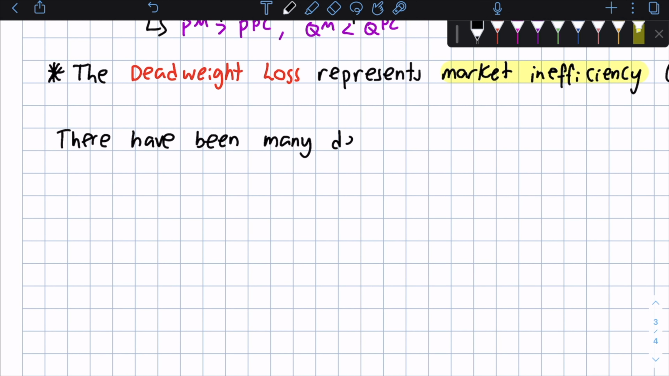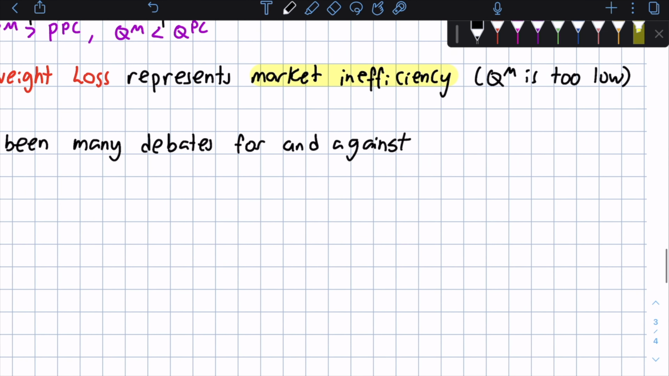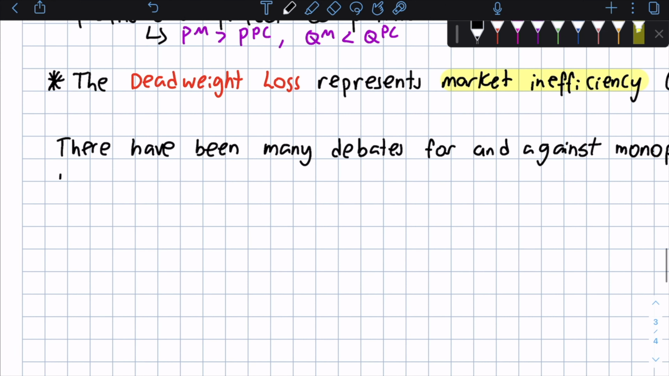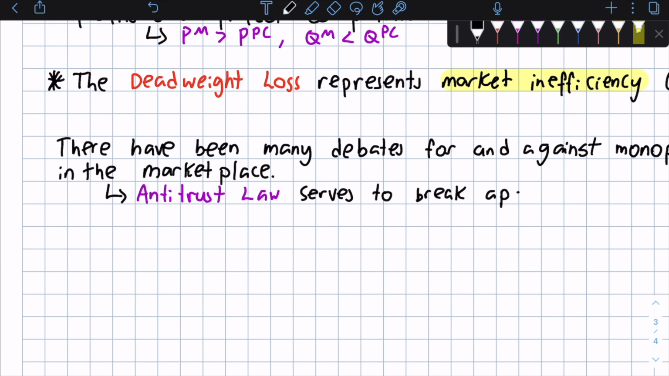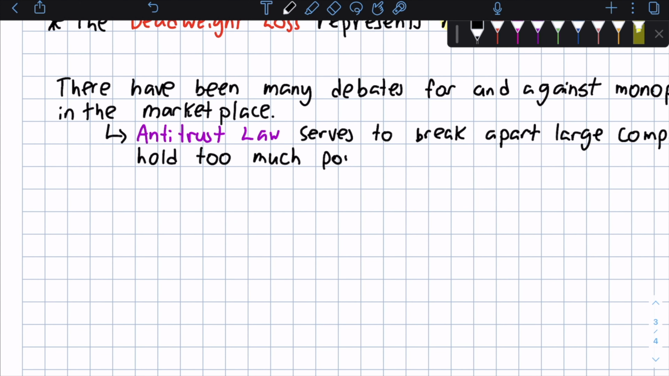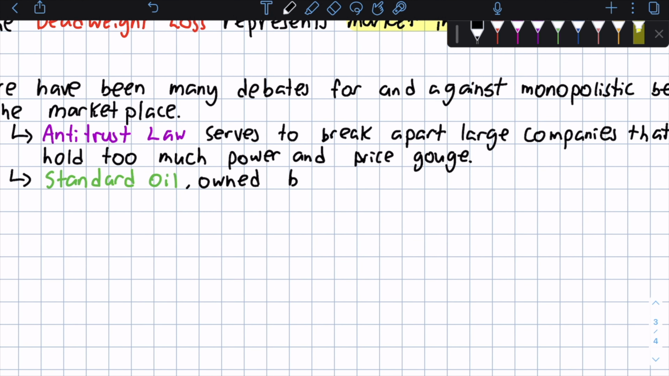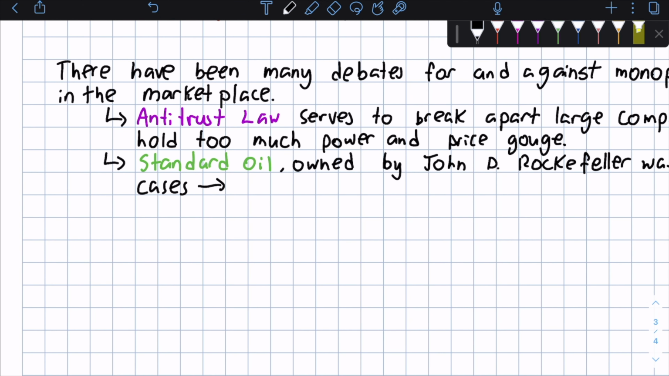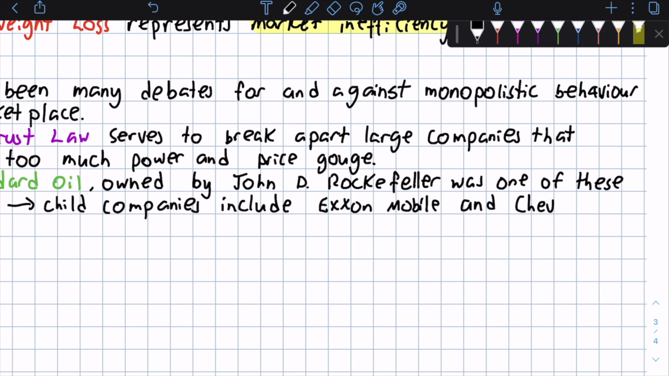There's been many debates for and against monopolistic behavior in the marketplace, and antitrust law serves to break apart such large companies and ones that hold too much power and price gauge. So Standard Oil is a common example. You might have heard of this in your history textbooks, and it was owned by John D. Rockefeller and was one of those cases, and the child companies that actually sprung from this include ExxonMobil and Chevron.